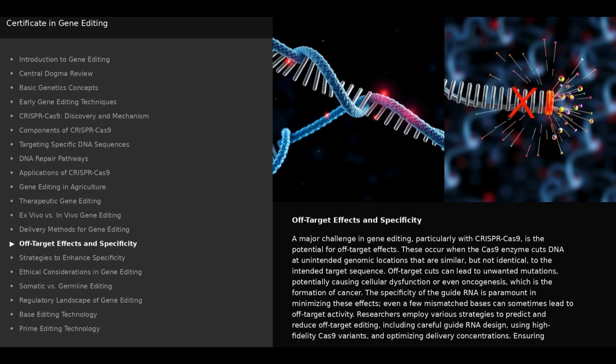Researchers employ various strategies to predict and reduce off-target editing, including careful guide RNA design, using high-fidelity Cas9 variants, and optimizing delivery concentrations. Ensuring high specificity is crucial for the safety and efficacy of therapeutic gene editing applications. Unintended modifications can have serious consequences for patient health. Continuous research is focused on improving the precision of all gene editing tools. Minimizing off-target effects is a key area of ongoing development.